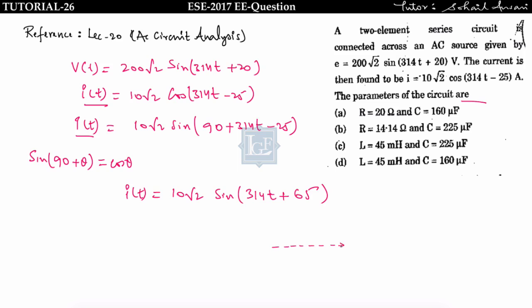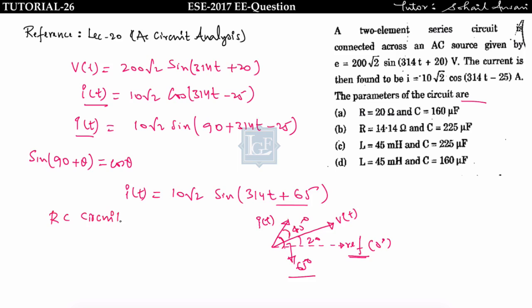Take this as a reference. Then where the Vt will lie? Vt will lead by 20 degree. So this will be Vt, okay, and this is 20 degree. Where the It will lie? It will lead by 65 degree. So this is It, and this angle is 65. I have taken reference 0 degree here. So Vt will lead by 20 degree and It will lead by 65 degree. So overall It is leading the Vt by 45 degree. Got it? Means this is an RC circuit.